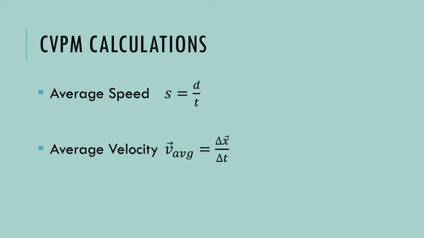Our other quantity is average velocity. And in this case, the average velocity is the displacement divided by the time, or delta x over delta t. You'll notice both the velocity and displacement are vectors. And remember, that means we need to pay attention to direction as we're calculating those quantities.